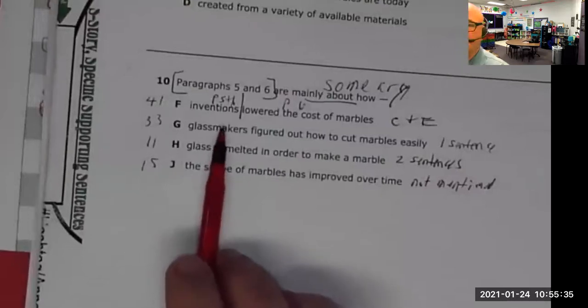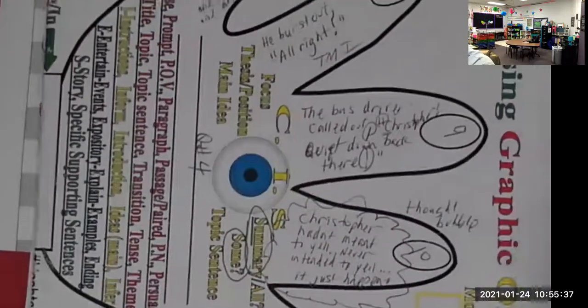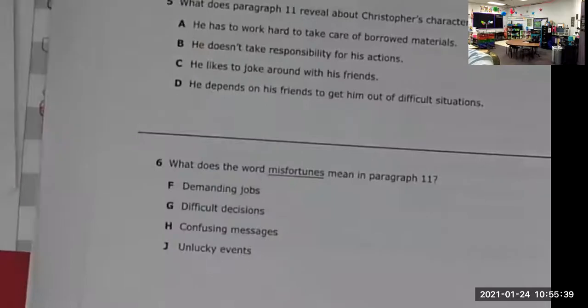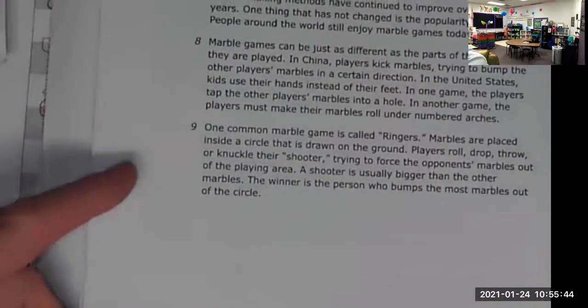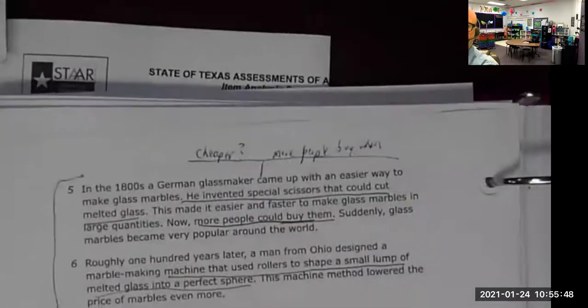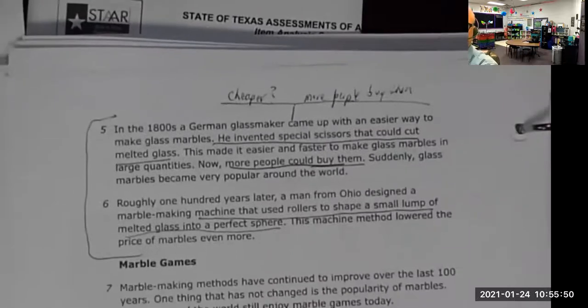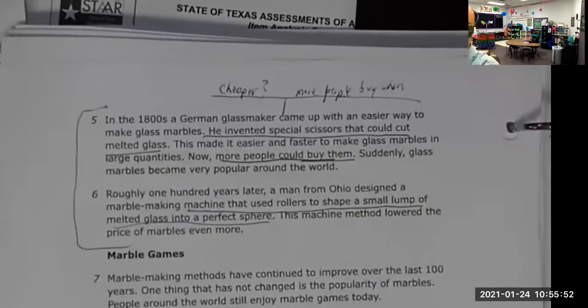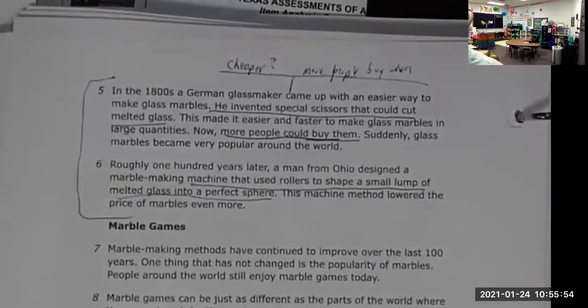Paragraphs 5 and 6, okay? Paragraphs 5 and 6. Let me come over here. Paragraphs 5 and 6, here they are. That's all they had to do: read paragraph 5 and paragraph 6, okay?